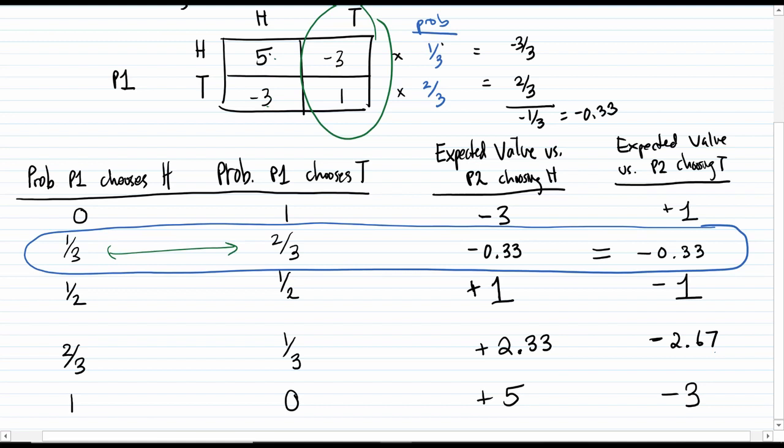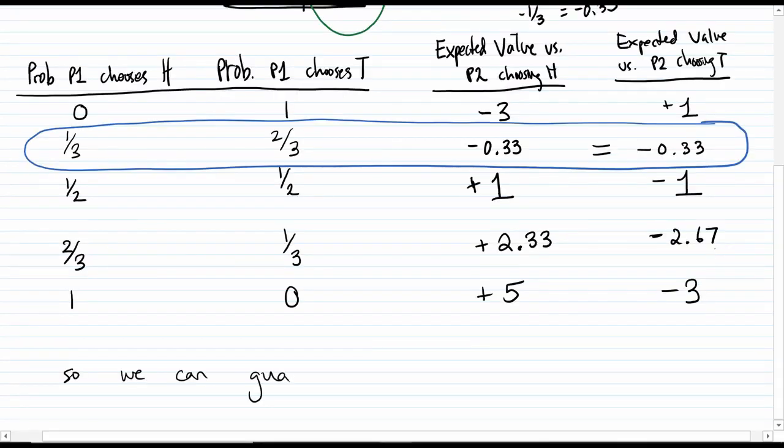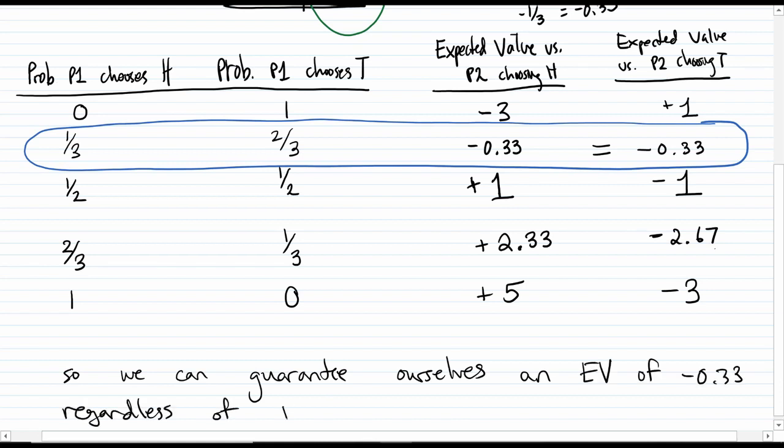Okay, this mixed strategy is sort of safe against whatever player 2 chooses. It doesn't depend on what player 2 chooses. I'm going to have the same expected value. Okay, it would be nicer if it was guaranteeing me a positive expected value, but nevertheless, I can guarantee myself an expected value of negative 0.33, regardless of player 2's choices.